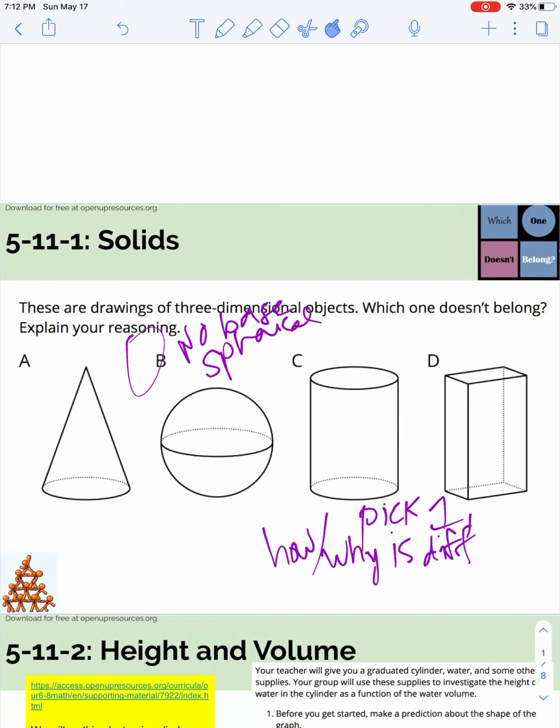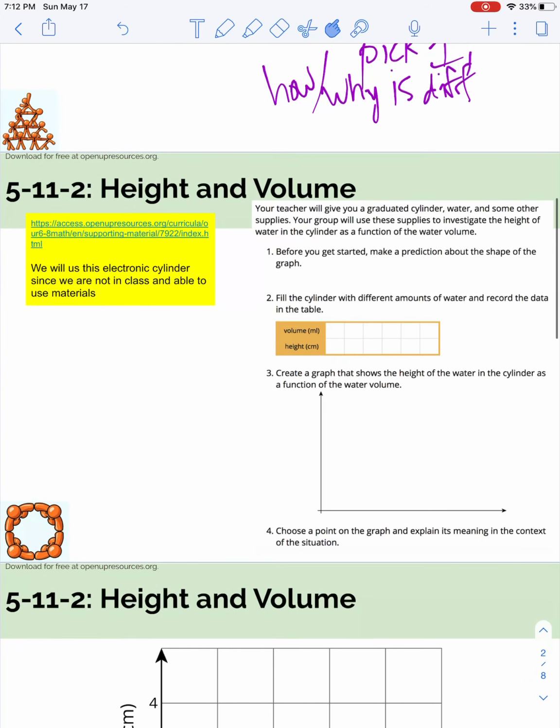Or you could pick any of the other ones and explain why. You could say A because it only has one base. The others either have multiple or none, something like that.